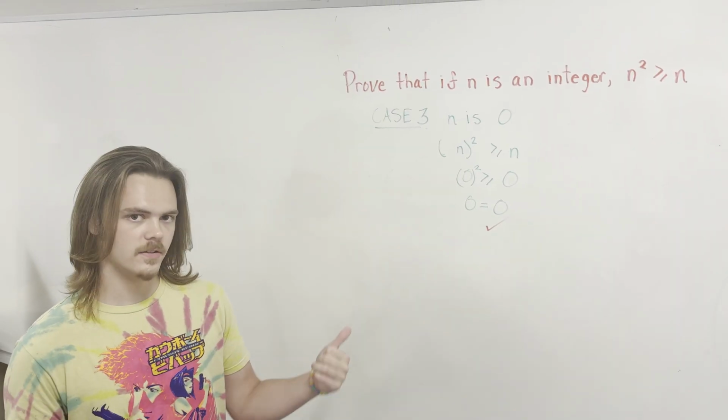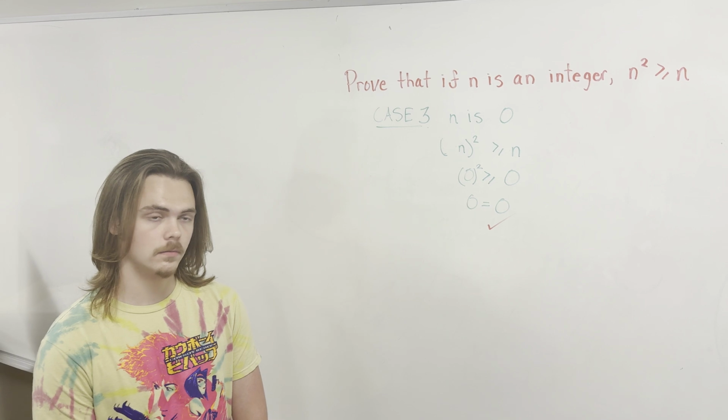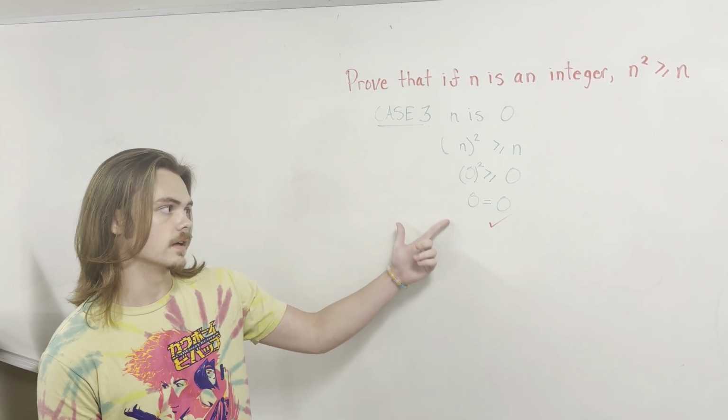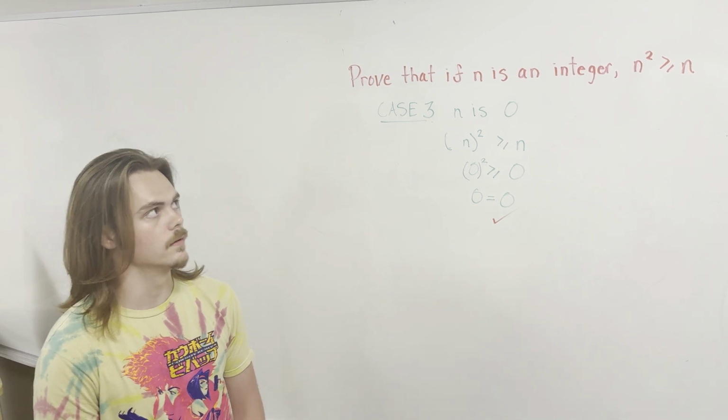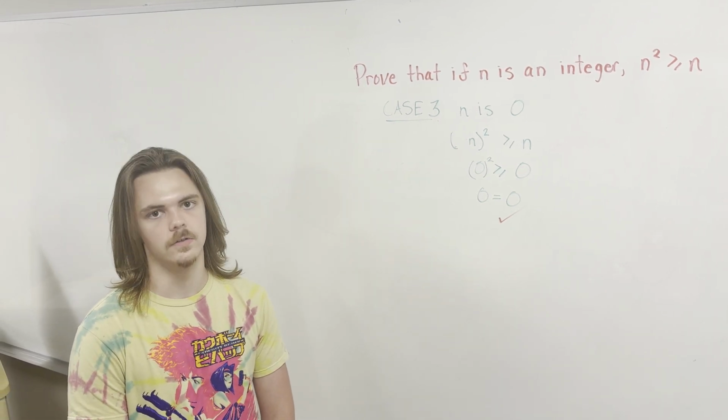For the last case, case 3, we take n is 0, and you just plug it in, and you find that 0 equals 0. So case 3 is true, and therefore we've proven that if n is an integer, n squared is greater than or equal to n.